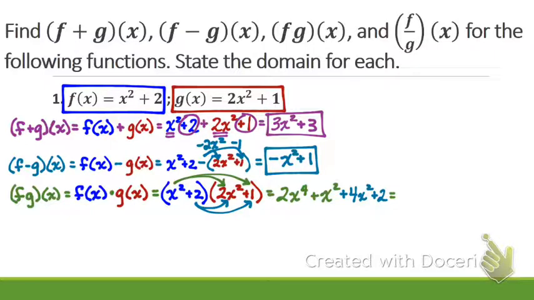Any like terms to combine? There's x squared. So what's it going to be when I put it all together? 2x to the 4th plus 5x squared plus 2. Yep.